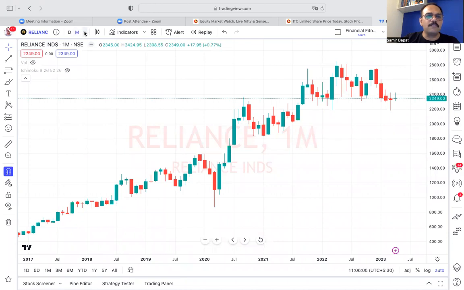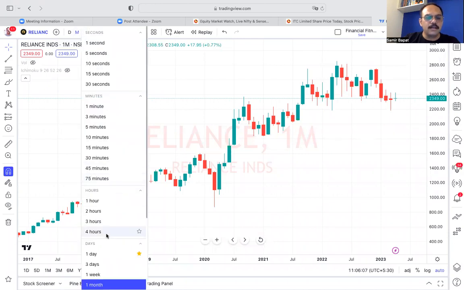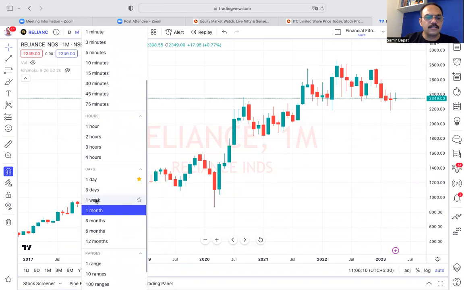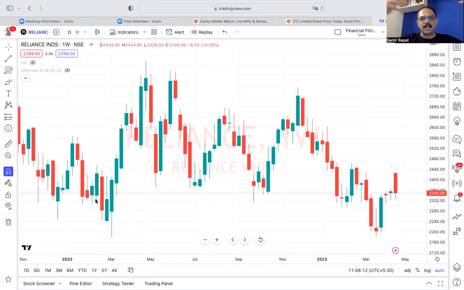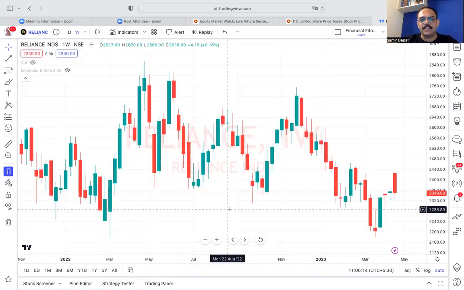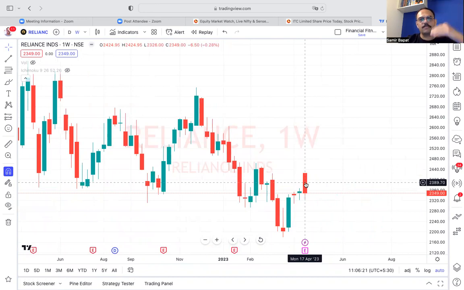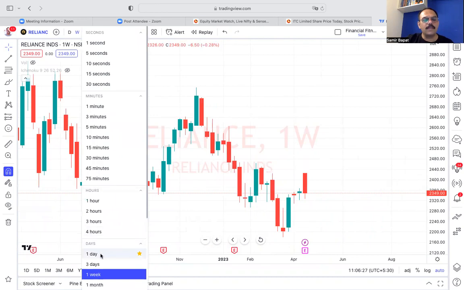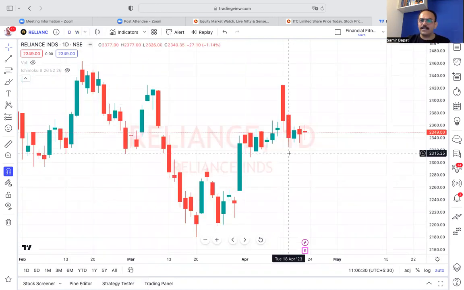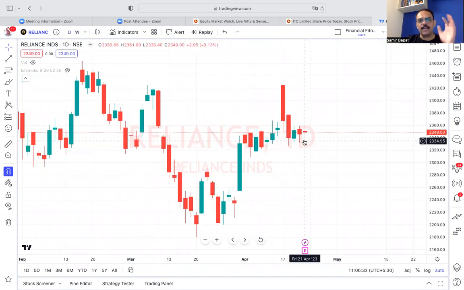Then if you come here, this is 1 week. So this is the chart for 1 week. That is the open, high, low, close for a week, Monday to Friday, whatever the price action was. This is a weekly chart. So people interpret the weekly chart also. Then we come to the day chart. It's a daily chart. This is open, high, low, close within the day.